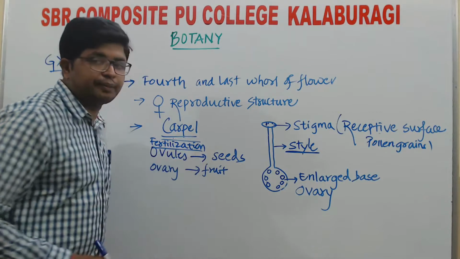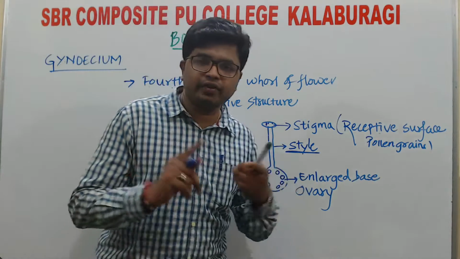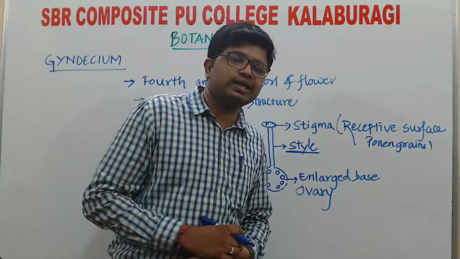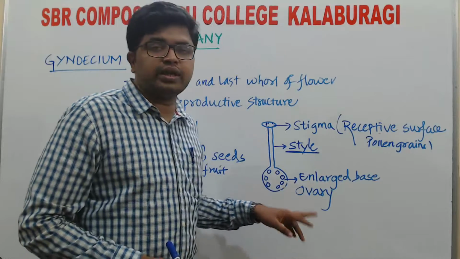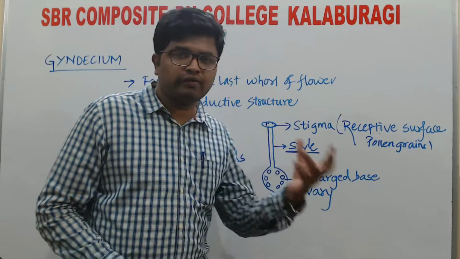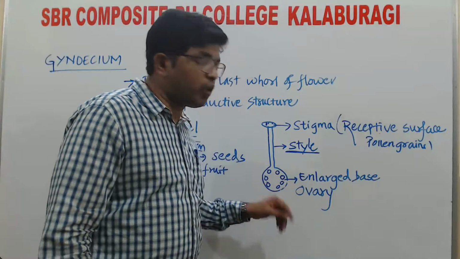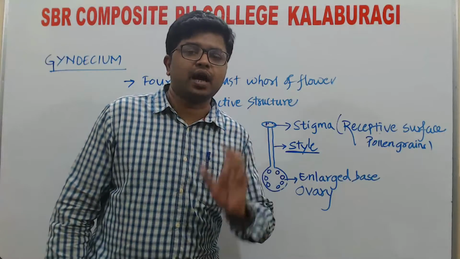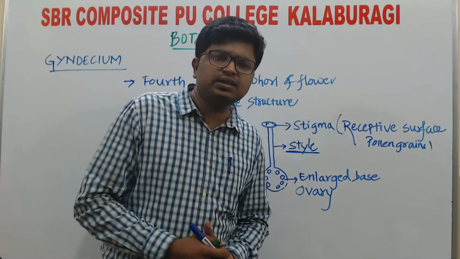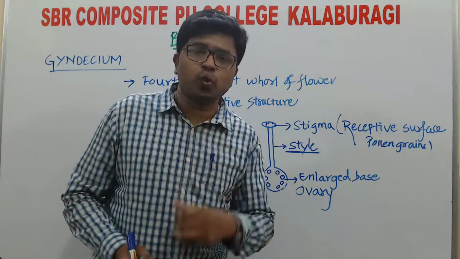Meaning what? When the male gamete and the female gamete fuse and there is zygote formation, during that time you will see that the ovules transform into seeds, and the ovary transforms into fruit. The ovary walls become the pericarp. Remember this. Now, this ovary has ovules.